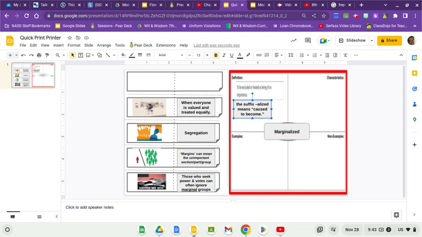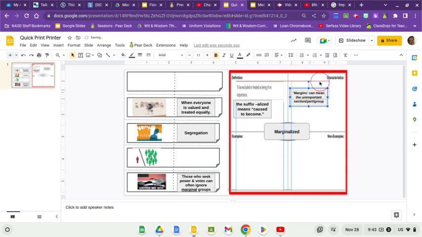Now, characteristics of it. Some characteristics of the word. I'd like you to find this one here. Margins can mean the unimportant section, part, or group. That's a characteristic of this word marginalized, right? It comes from this word margins. Excellent.